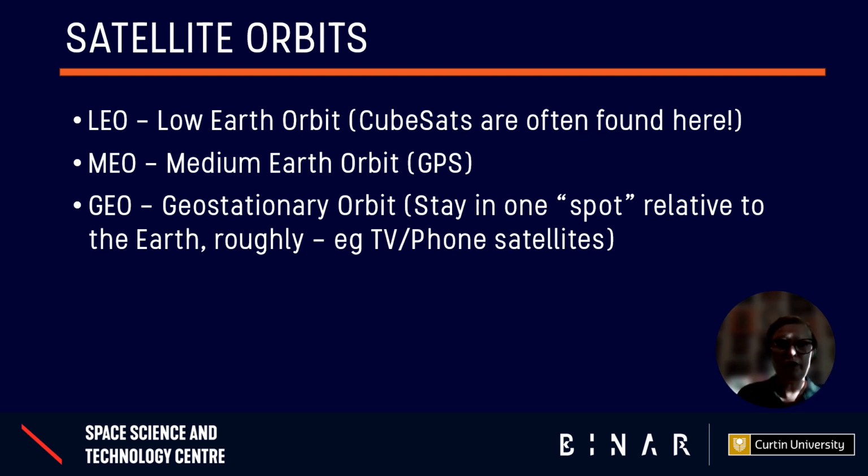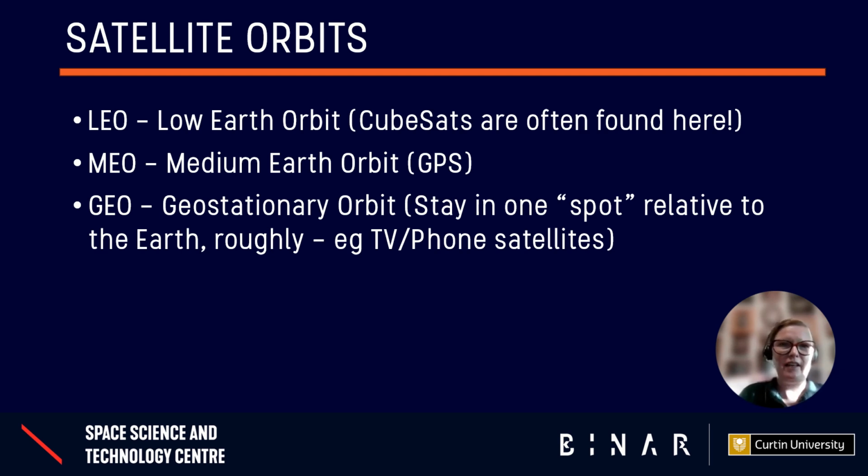And GEO, or geostationary orbits, are positioned about 35,786 kilometers above the Earth's surface, precisely over the equator. Their orbital period is identical to the Earth's rotation, 24 hours, but not quite 24 hours. It's 23 hours, 56 minutes, and 4 seconds.